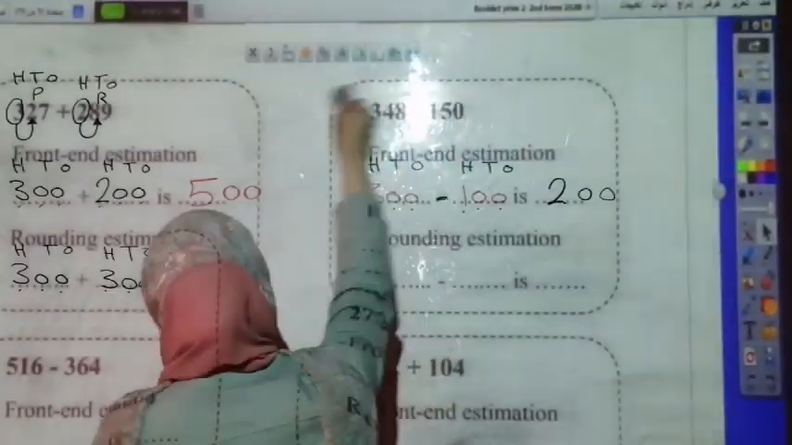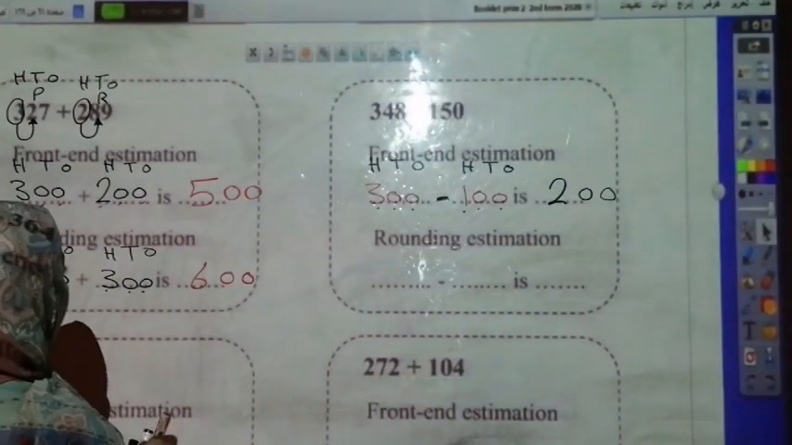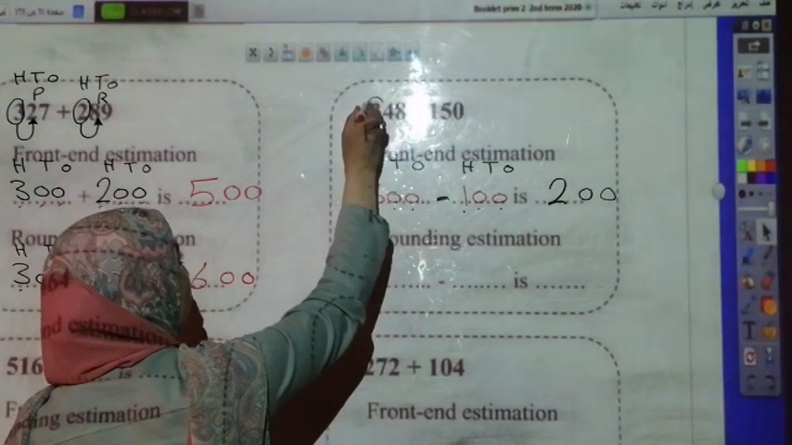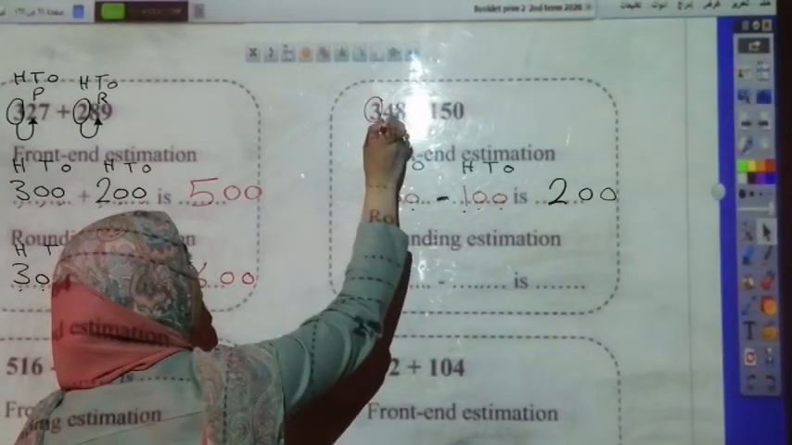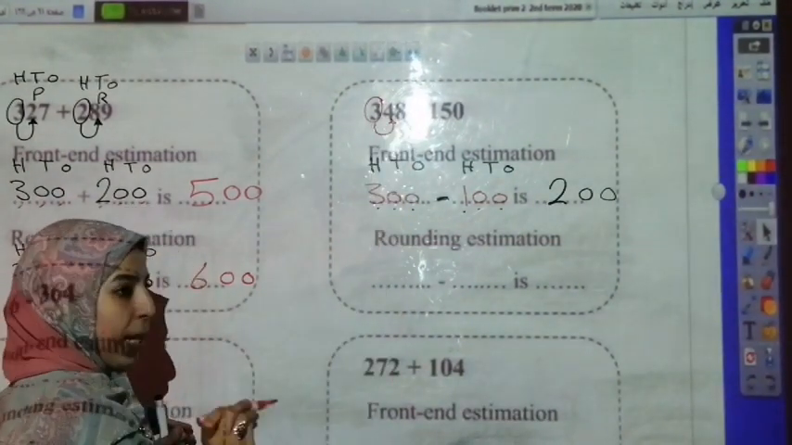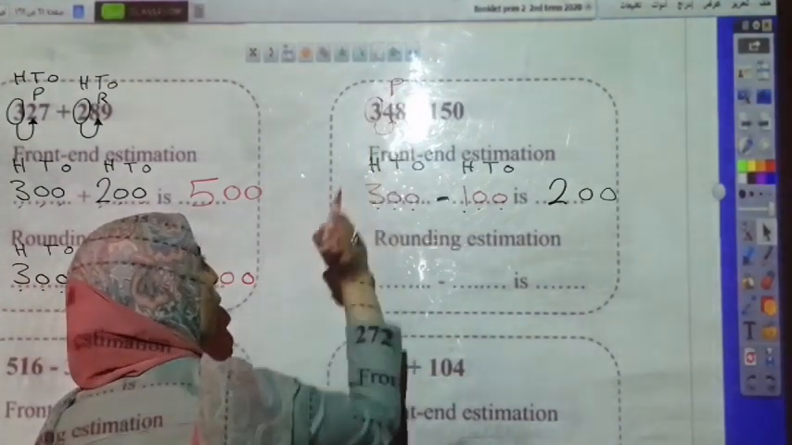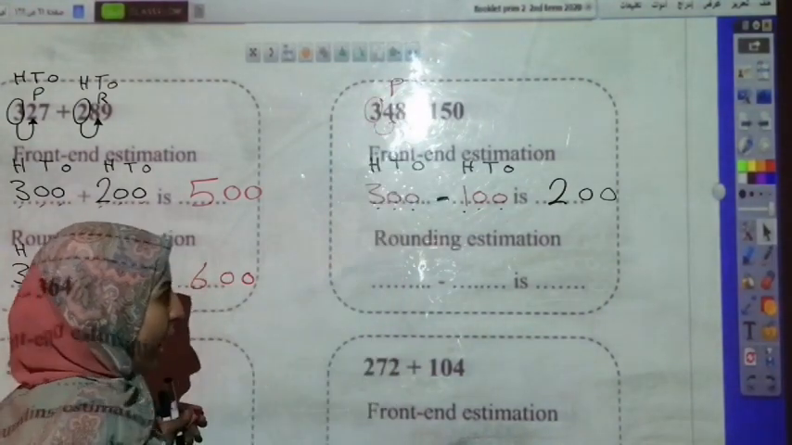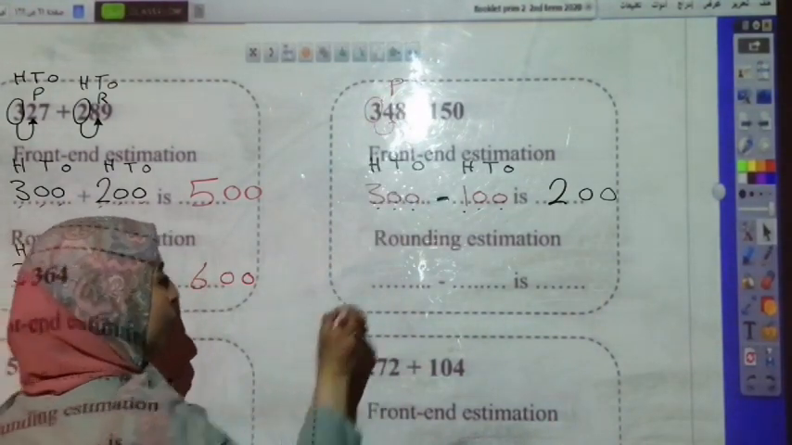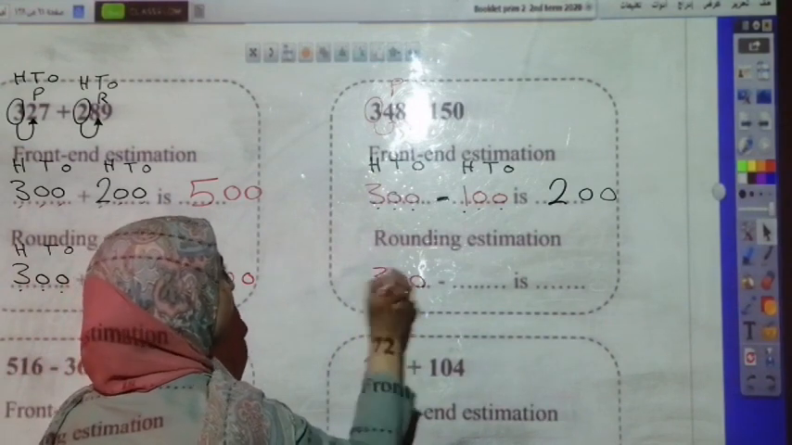Round to the nearest hundred. So circle around the hundred. Look at the digit before 100, the tens place. 4 is poor. So 348 rounds down to 300.